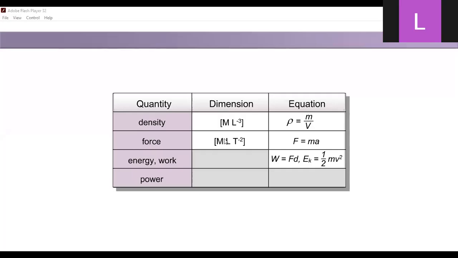So now we look at here, energy. Energy will be Fs. That means force times the distance. So mLT^-2 times L, that means L squared. Power is work done divided by T. Work done divided by T. T^-2 divided by T again becomes T^-3.